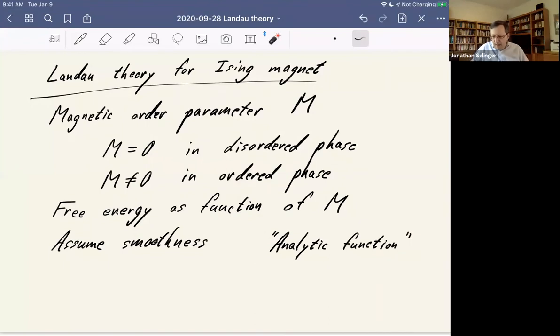Okay, so to use this assumption about smoothness, let's go to the idea of a power series, a Taylor series. Okay? So whenever you have a smooth function, you can expand it in a Taylor series.